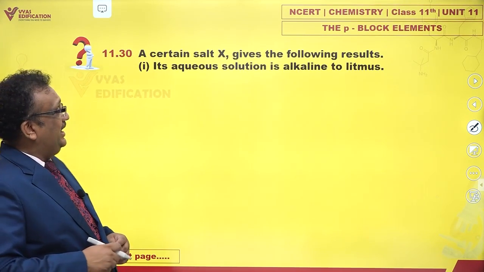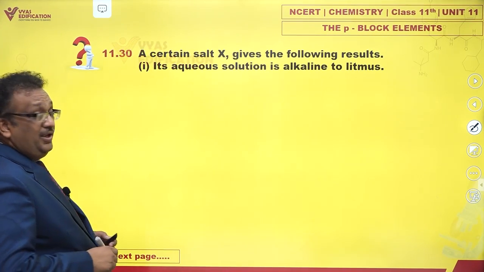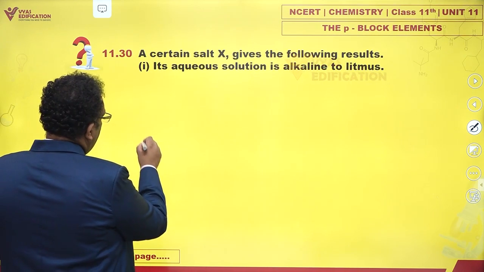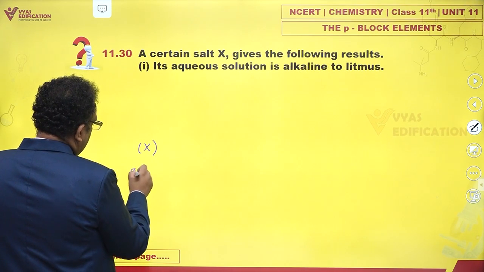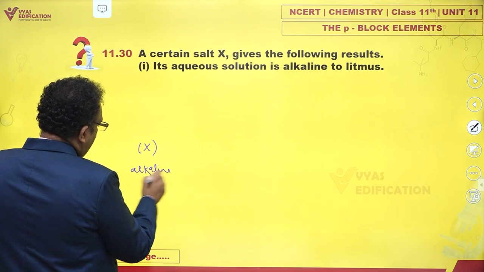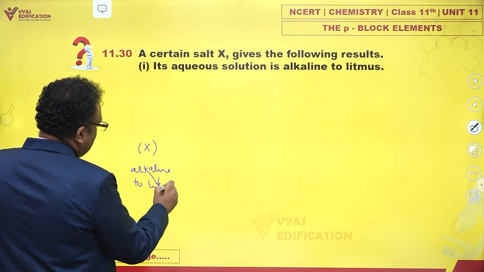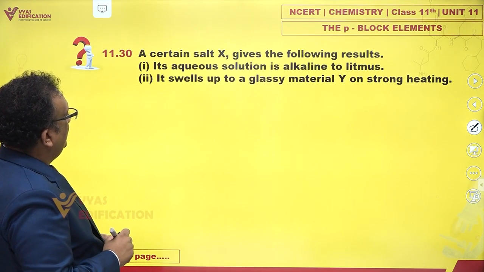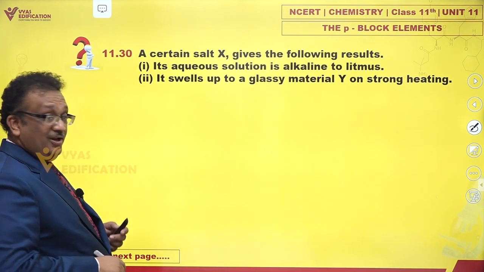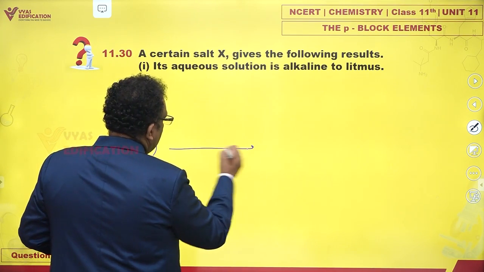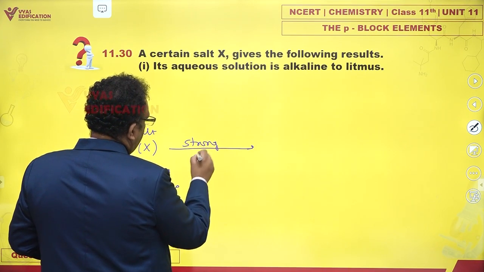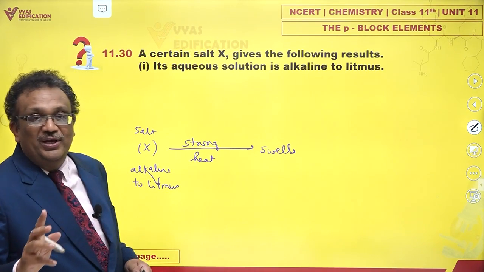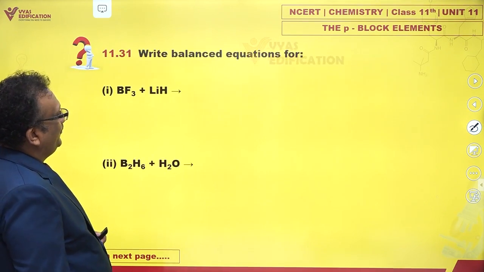A certain salt X gives the following results. Okay, let's read. Its aqueous solution is alkaline to litmus. Fine. X is alkaline to litmus, and it is a salt. Let's not forget this. Then it swells up to a glassy material on strong heating. Strong heat, and it swells. Now we know only one thing which swells on heating, and that is borax. But let's take a look.